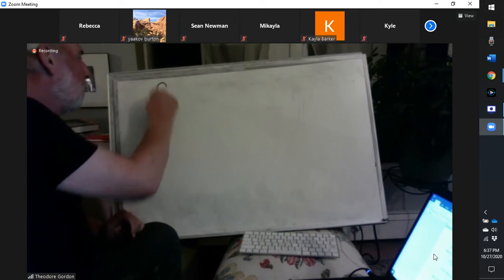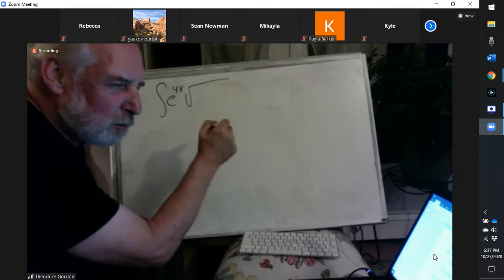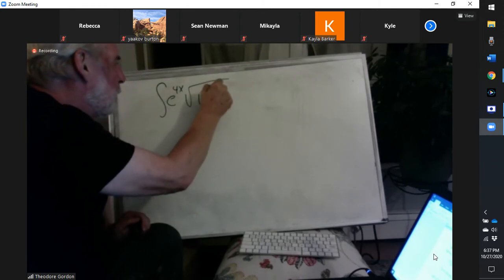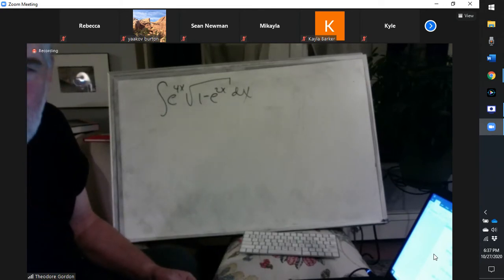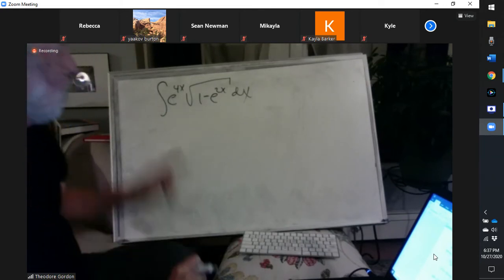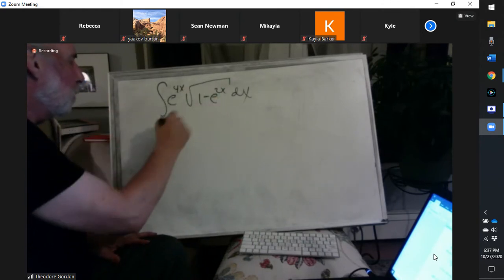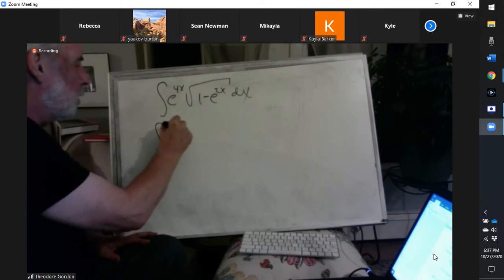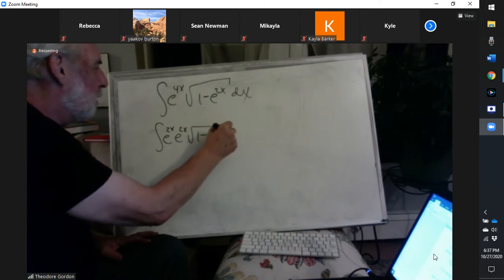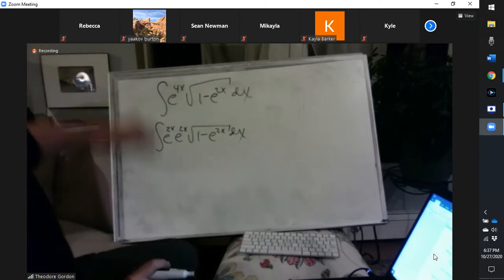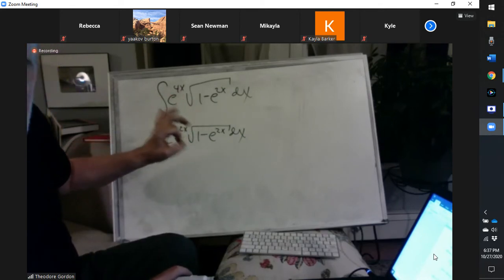Okay. So integral of e to the 4x square root of 1 minus e to the 2x dx. So that looks pretty awful, right? The first thing I'm going to do is break this up because we have e to the 2x. So I'm going to do e to the 2x, e to the 2x, square root of 1 minus e to the 2x dx. So I split e to the 4x in 2. So this problem is now a u substitution problem.